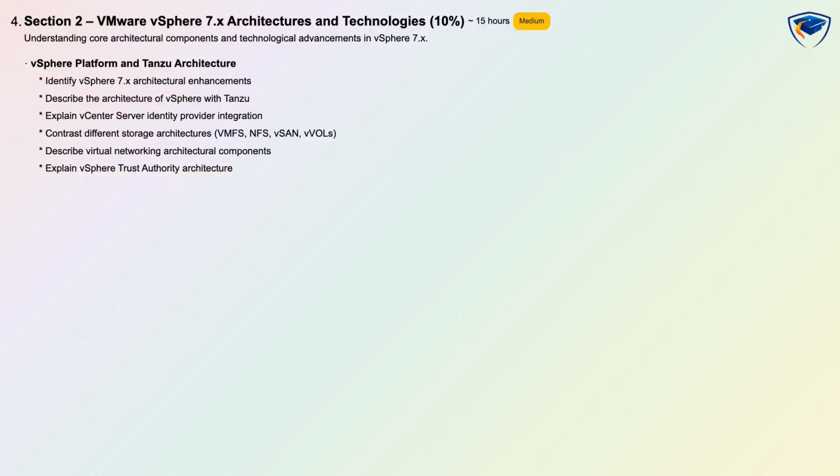Section 2 VMware vSphere 7X Architectures and Technologies is 10%, rated medium, with about 15 hours of study in both conceptual and scenario assessment styles. This domain teaches core architectural components and enhancements in vSphere 7X including the architecture of vSphere with Tanzu, vCenter identity provider integration, differences between VMFS, NFS, vSAN and vVols storage models, key virtual networking components, and the vSphere Trust Authority. Understanding these foundations will help you make higher-level design choices and justify architectural decisions in scenario-based questions.